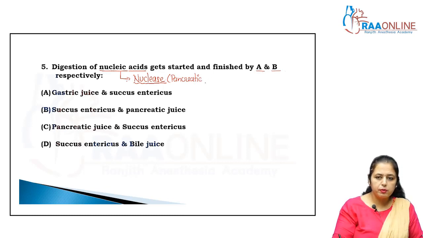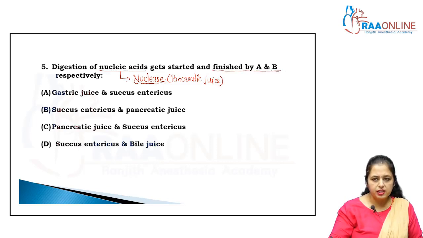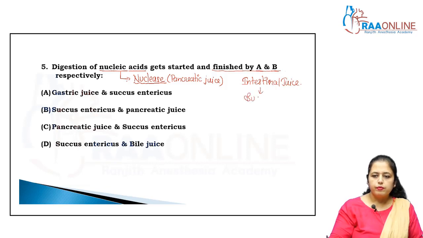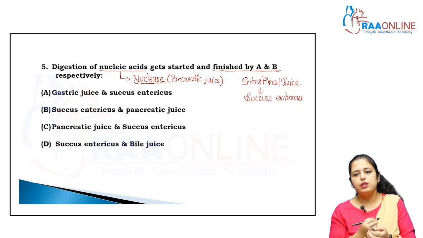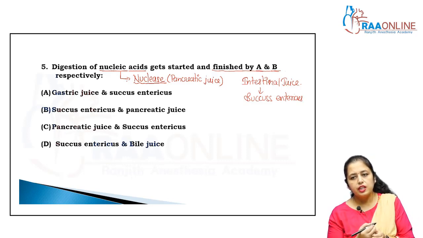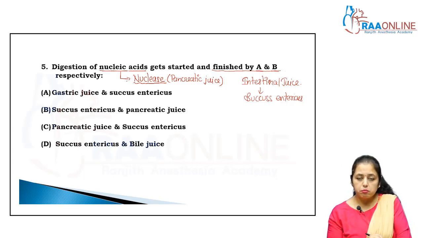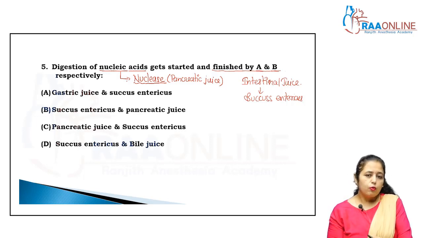This is the question of the 2015 paper, pancreatic juice, right? And it is finished by A and B respectively, that means simply it is finished by the succus entericus, right? It is finished by the nucleosidases and nucleotidases present in the secretion of the intestinal juice, which is known as the succus entericus. Clear? So this is the intestinal juice which carries a number of enzymes, right? So now what is the answer to that question?